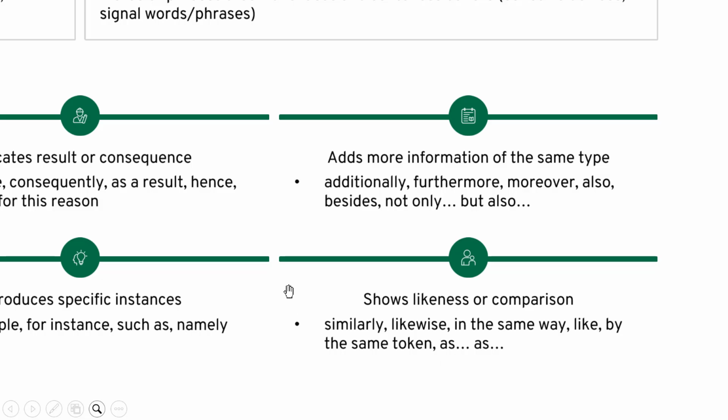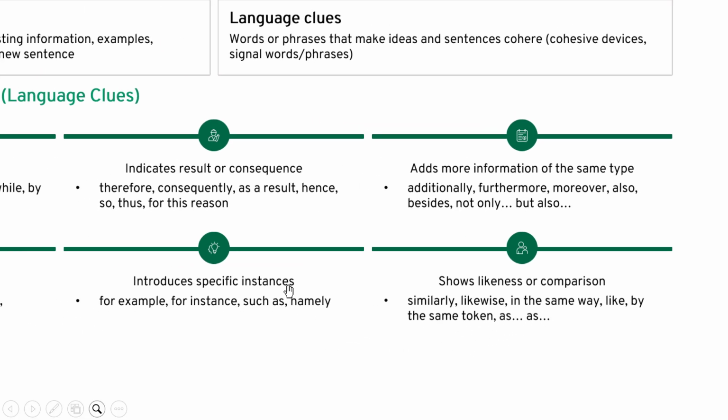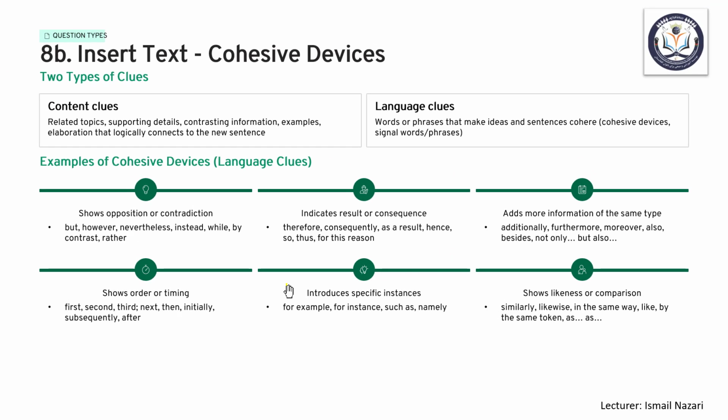So these are common cohesive words, or simply they are called language clues, that can help us find out the relationship between ideas inside a text. So they are very helpful in finding the right location and the right answer inside the text.